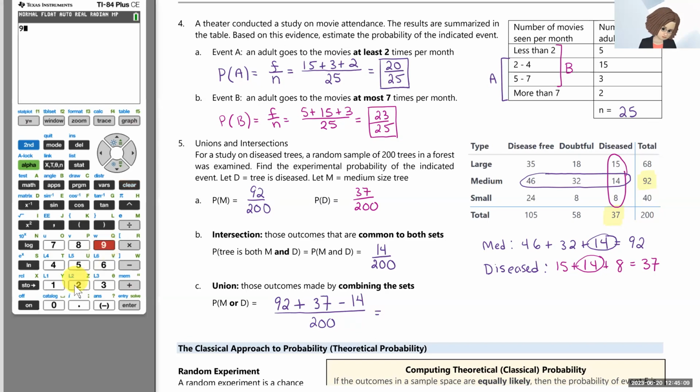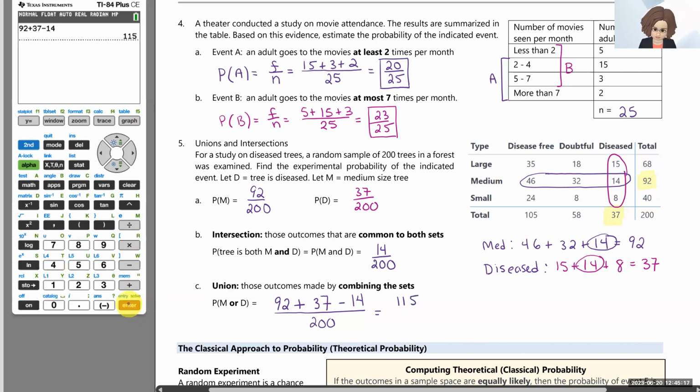All right, and I'll just do that on the calculator here. 92 plus 37, subtract 14. So 115 trees are either medium or they're diseased, or they're both. So or will also always include any trees that are both. All right, and we'll revisit intersection and union again for sure. But what we'll do next is go on to the next probability approach.